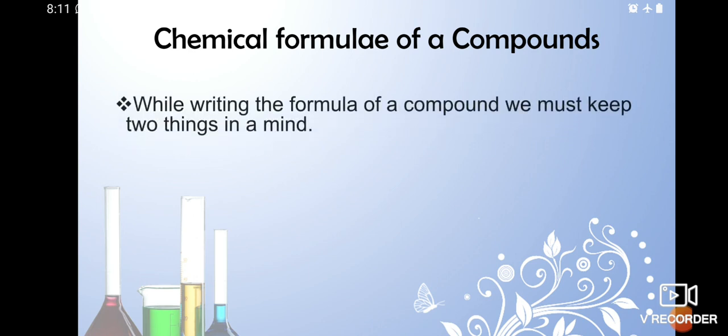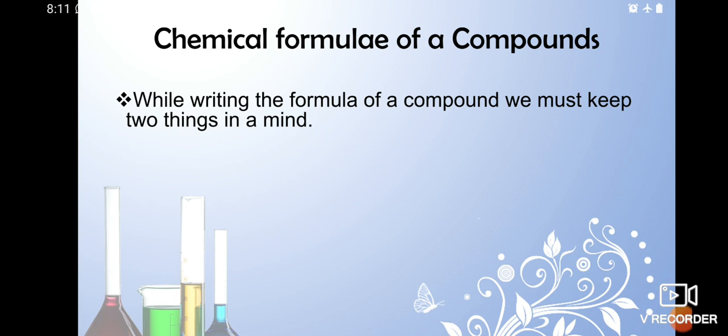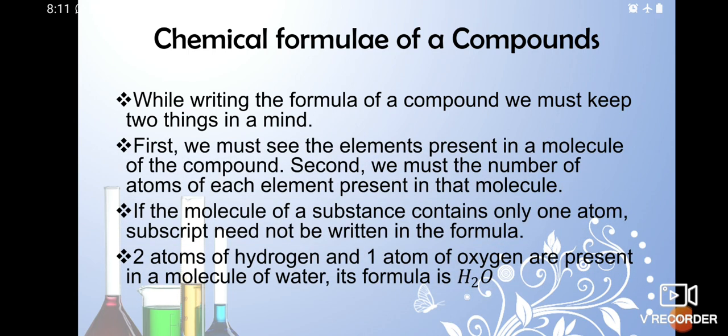Okay, students? So first of all, keep in mind that while writing the formula of a compound, we must keep two things. Let us see. First, we must see the elements which are present in a molecule of the compound. First, we have to observe the types of elements present in a compound. Then, second, we must see the number of atoms of each element present in that molecule. We have to observe the symbols of the elements and the atoms of that element. So we have to keep these 2 points.